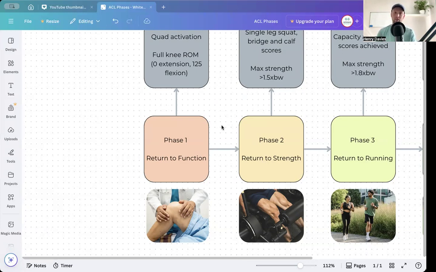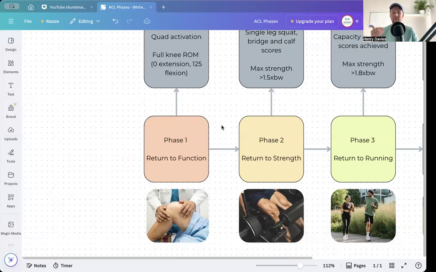And the more quad activation we have, the higher the chance we're going to achieve full extension because the primary role of the quadricep is knee extension. And a secondary thing we can do there is actually fatigue the hamstring a little bit so that it's not resisting that extension. So things like bridges prior to doing our quad set activations and straight leg raises and things like that will help to assist more extension in the knee. So that's the first one.